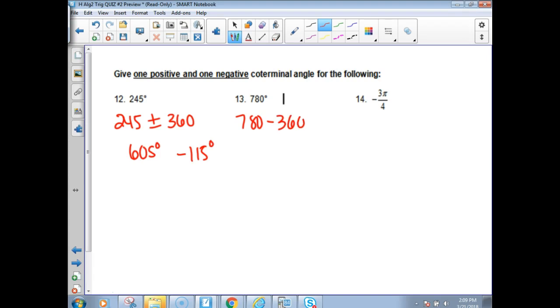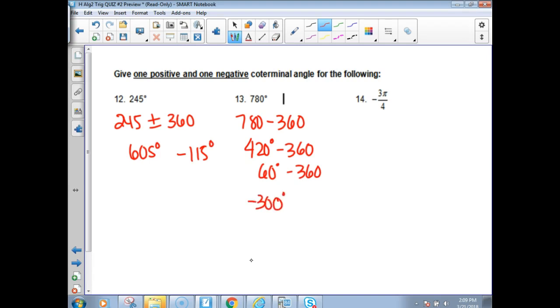Subtract 360. Well, now you got a positive angle, which is, I don't know, 420. That's a positive one, so that could be one of your answers. But then you need to do it again. And that's 60, so that could be one of your answers, but only one. And then you need to do it again, so you can finally get negative 300.